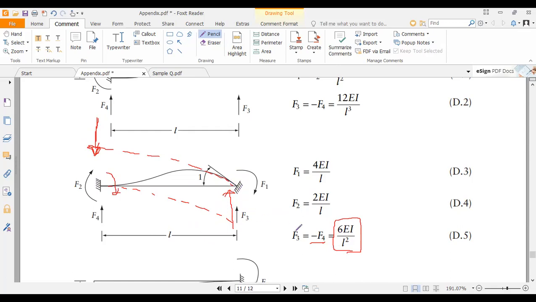So that means F3 is positive and 6EI over L squared. So that is something more logical to determine the direction of the actions, right? So we'll move back to the presentation, and can you see this?